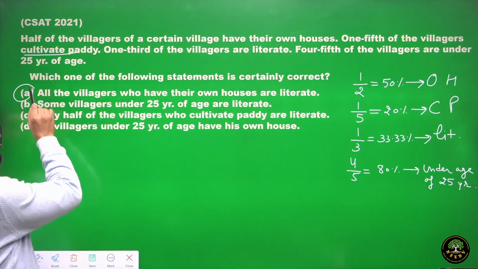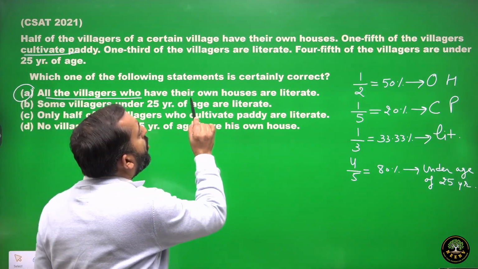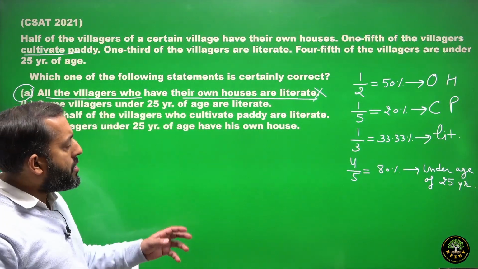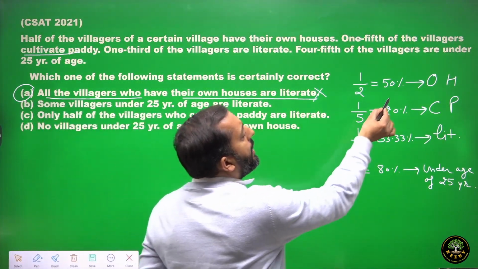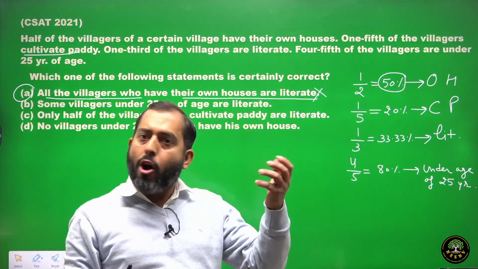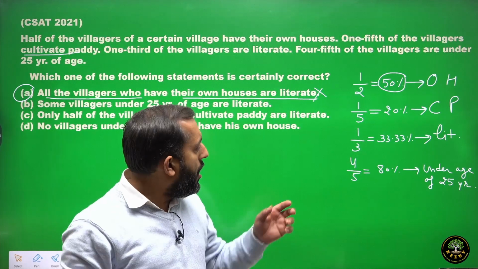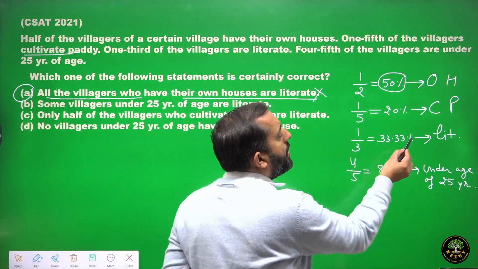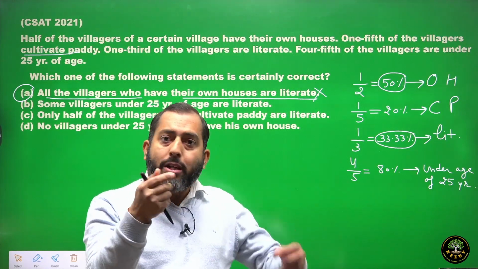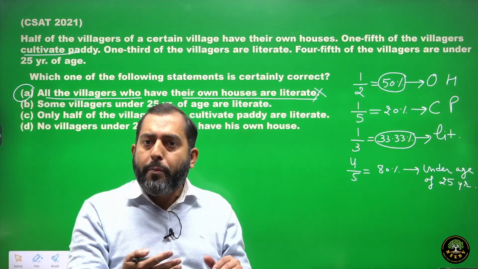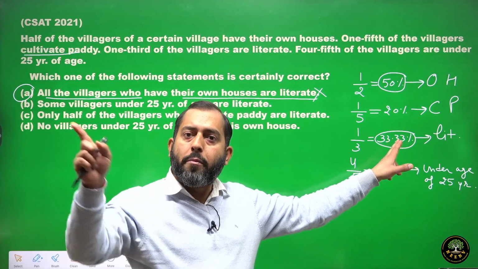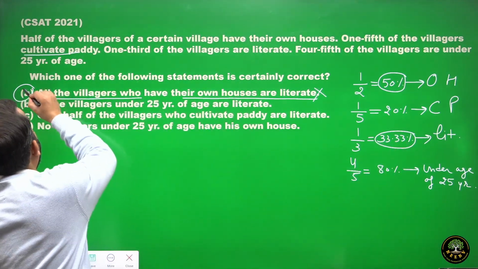Statement number 1. All the villagers who have their own houses are literate. This is wrong. Because how many people are having their own houses? 50%. It means the remaining 50% are not having any houses. So it might be possible that this 33.33% belongs to that remaining 50%, because 33.33% is less than 50%. Hence, all the literate people can belong to those remaining 50%. Hence, this cannot be true.